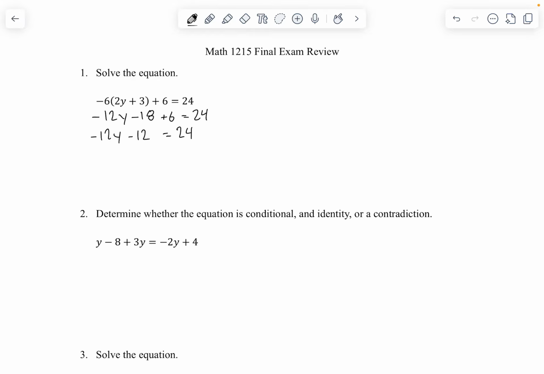Then I will add 12 to both sides, which gives me negative 12y equals 36. And then I will divide both sides by negative 12. And that gives me y equals negative 3 as my answer.